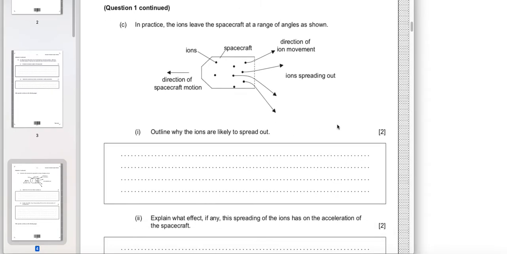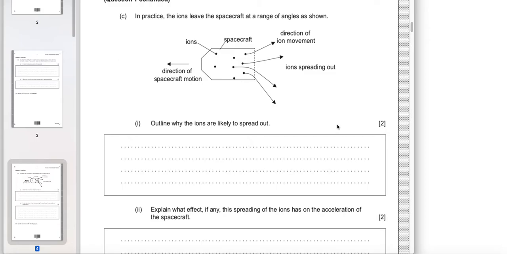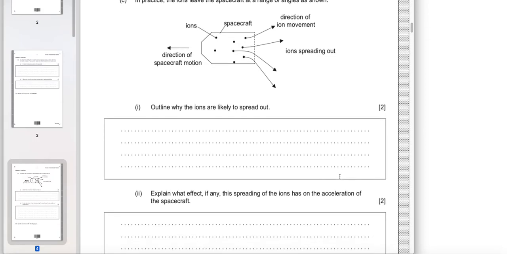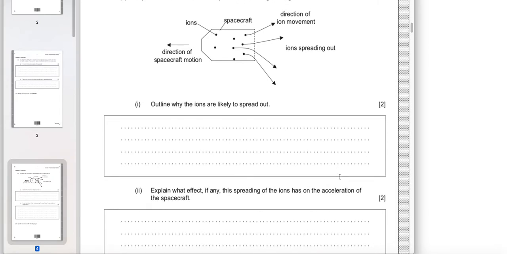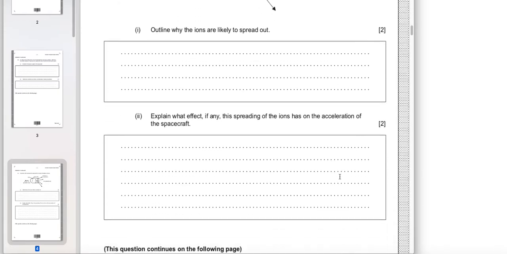Okay, in practice the ions leave the spacecraft at a range of angles. Outline why the ions are likely to spread out. Okay, let's look. Ions are charged particles, yes? Like positively charged particles, so they are repelled by electrostatic forces. So they escape not in a straight line, but due to the electrostatic forces are spread out.